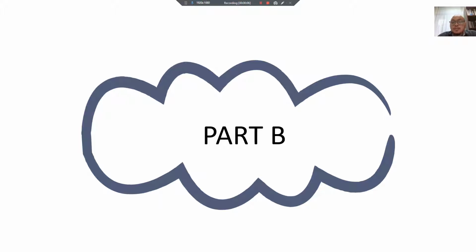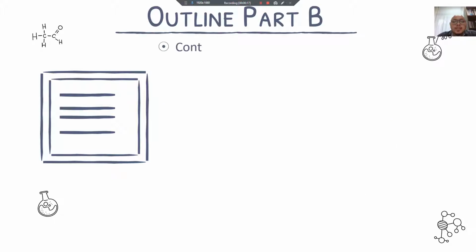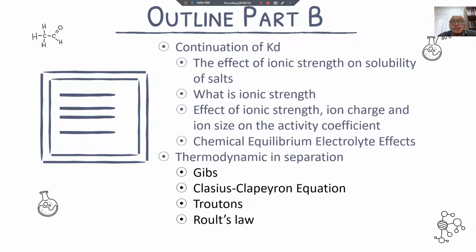Now let's continue on the second part, part B, of the second chapter, which is on equilibrium. So let's go. Here is the outline for part B. We will look into the continuation of the distribution coefficient, the effect of ionic strength on the solubility of salts, what ionic strength is, the effect of ionic strength, ion charge and ion size on the activity coefficient, chemical equilibrium and electronic effects. Then after that we will look into thermodynamic equations.